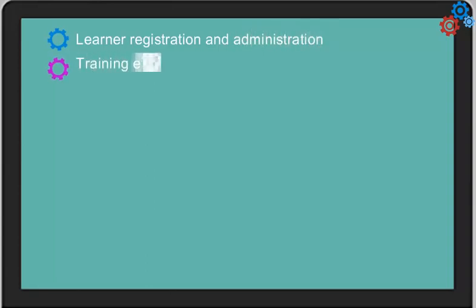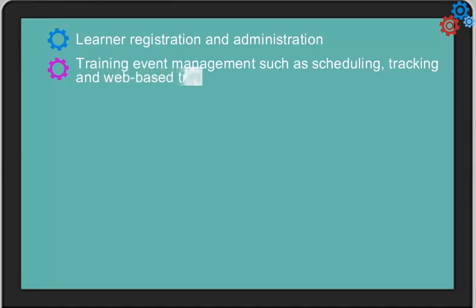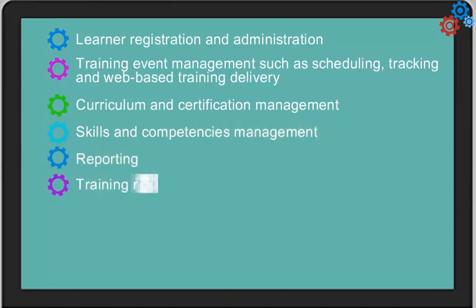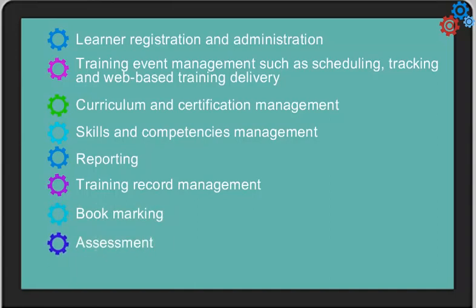Therefore, LMS has the following functionalities: learner registration and administration, training event management such as scheduling, tracking and web-based training delivery, curriculum and certification management, skills and competencies management, reporting, training record management, bookmarking, assessment, print certificate.